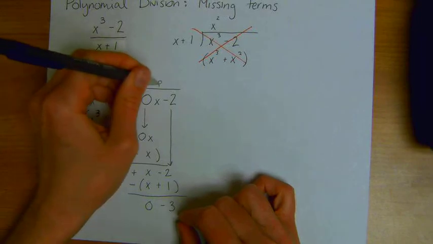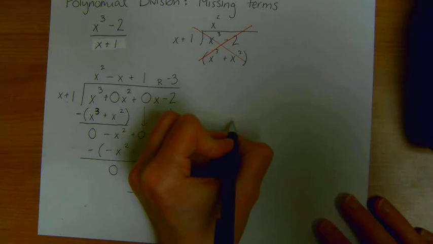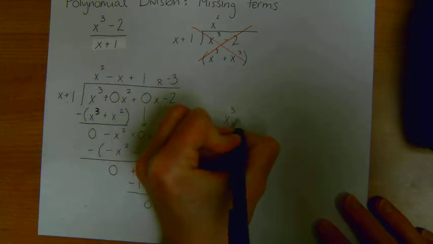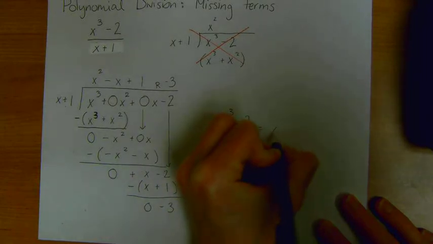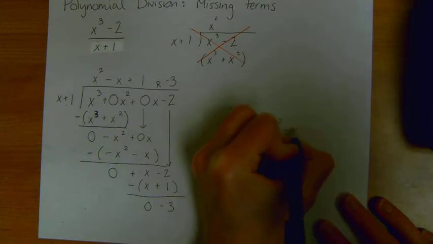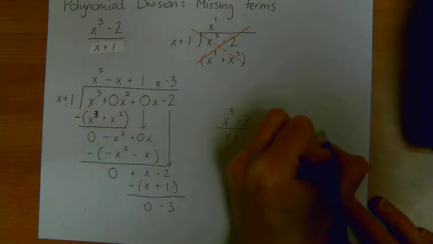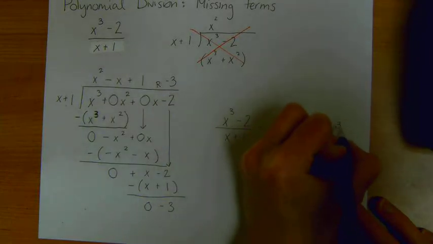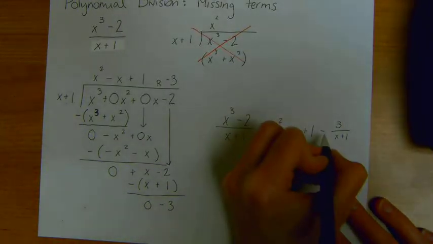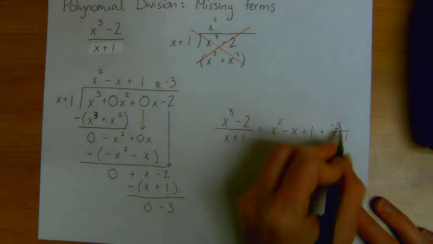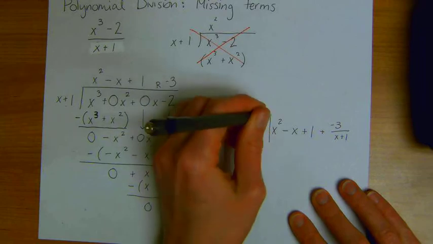And I get a remainder of negative 3, which I will rewrite as a fraction. That means that this solution, x to the third minus 2 divided by x plus 1, becomes x squared minus x plus 1, and the remainder of negative 3 I'm going to rewrite as minus 3 divided by x plus 1. I could alternately write it as plus negative 3 divided by x plus 1. Both of those solutions are the same thing.